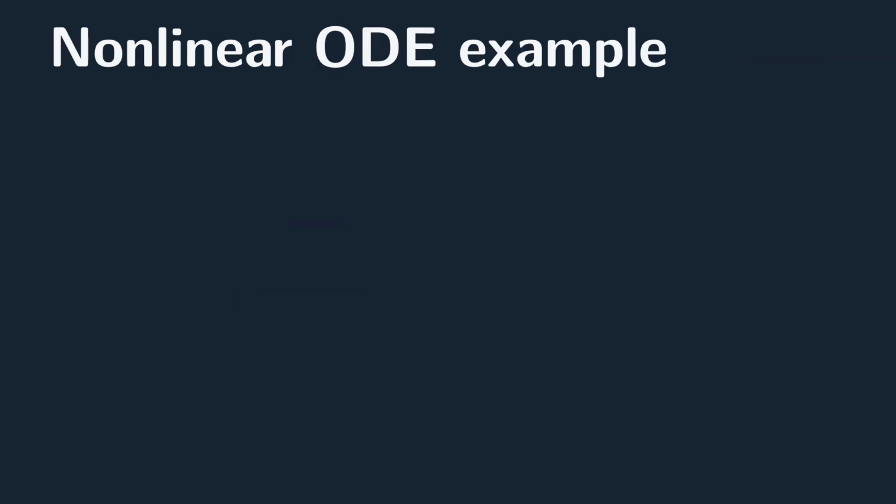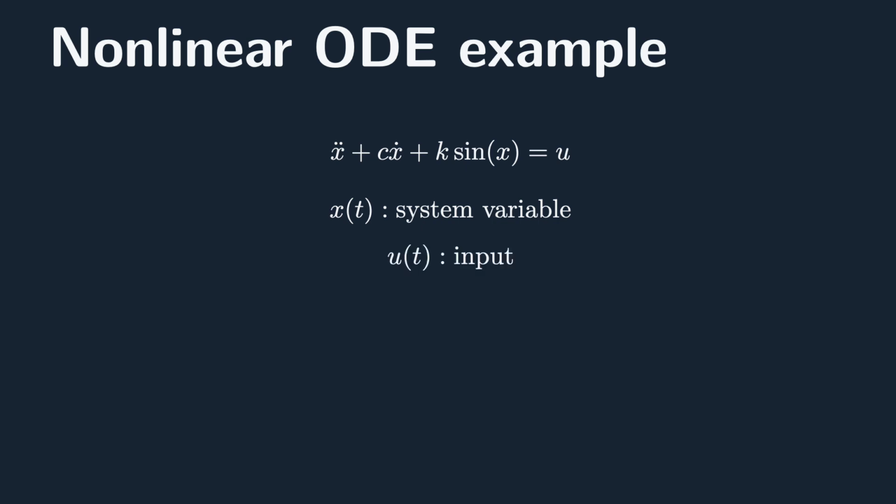Let's start with a specific example of a nonlinear ODE, which we will use throughout this video. x double dot plus c x dot plus k sine x equals u. Here, x is the system variable, and it depends on time. The input u may also depend on time. The parameters c and k are constants describing the system.